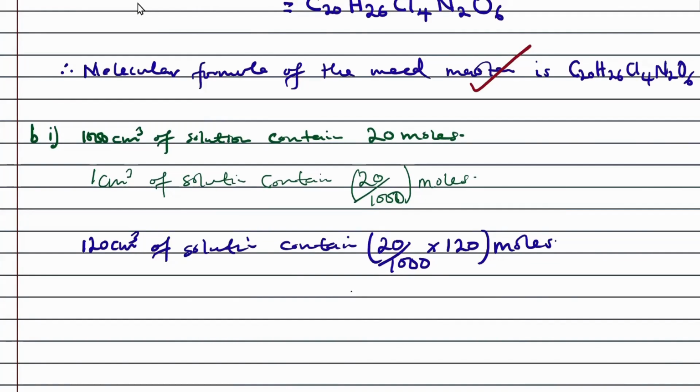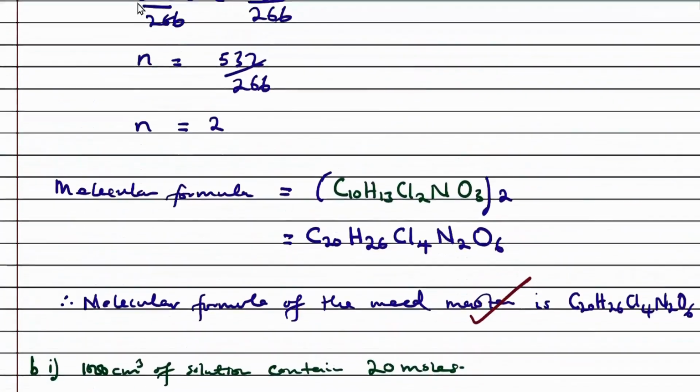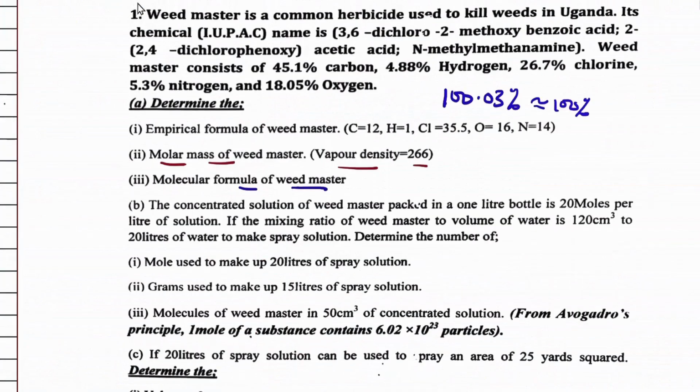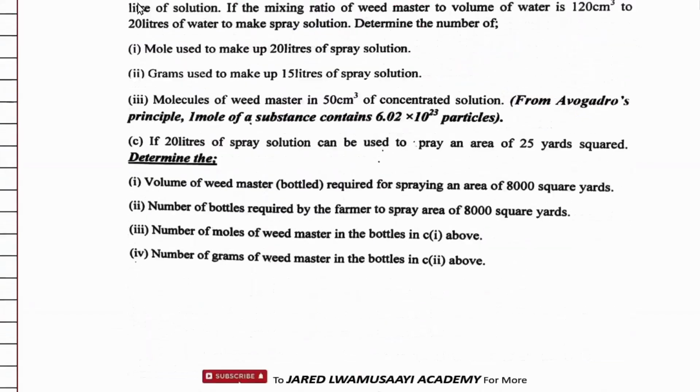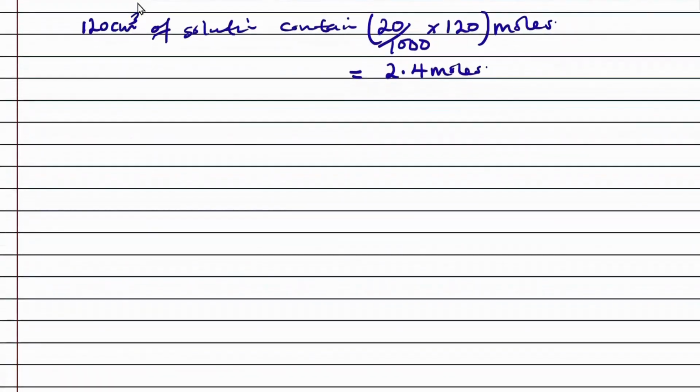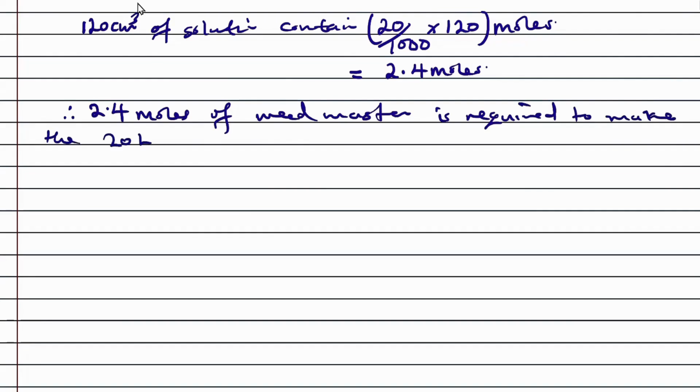So having got that, if I press the calculator here, I'm getting my answer to be 2.4 moles. We can now conclude by revisiting the question. Part B, moles used to make up 20 liters of spray solution. We can now say that therefore 2.4 moles of Weedmaster is required to make the 20 liters of spray solution. So this becomes the answer for Roman numeral 1 of part B.